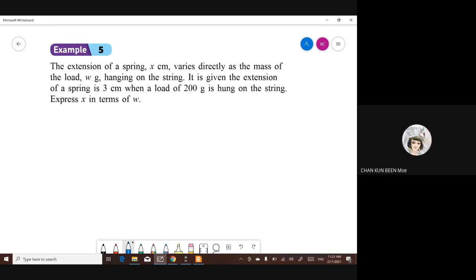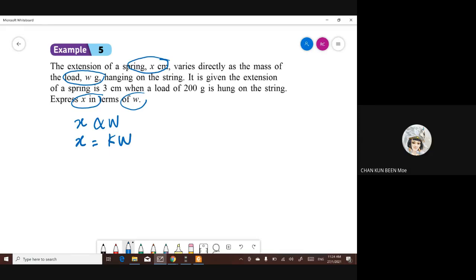Let's see. Example 5 here. Find out the extension. They give you the extension of a spring X centimeter varies directly as the mass of the rod, W gram. So this is the spring, this is the rod hanging on the spring. It is given that the extension of a spring is 3 centimeter when a rod of 200 gram is hung on the string. Express X in terms of W. So you have to express X in terms of W, meaning that X varies directly as W. Change it to the form of equation, it will be X equal to KW.